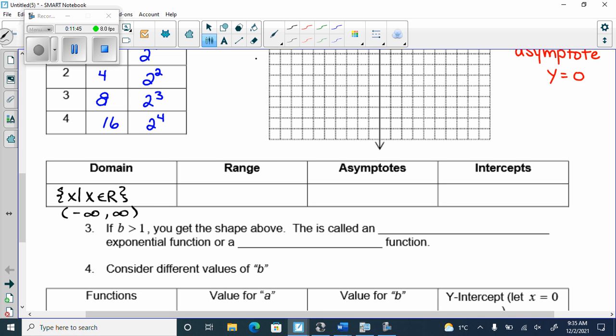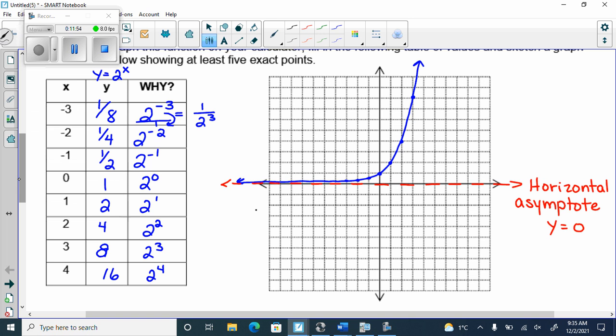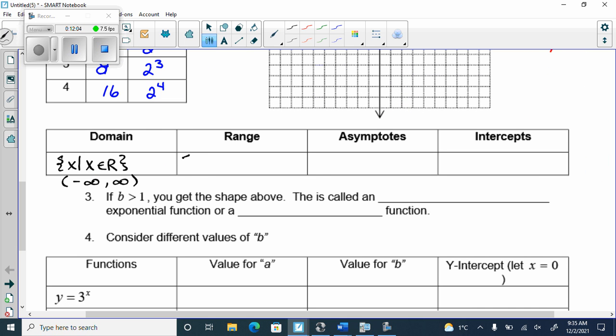So for a rational, it would be just not equal to the asymptotes. That's true. For this, it's going to be just greater than 0, or greater than whatever your asymptote is. And on a basic a, b to the x graph, your asymptote is always going to be y equals 0, if there are no transformations. So y such that y is greater than 0, or 0 to infinity.